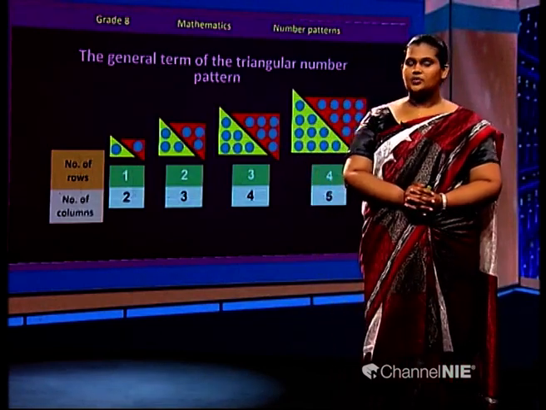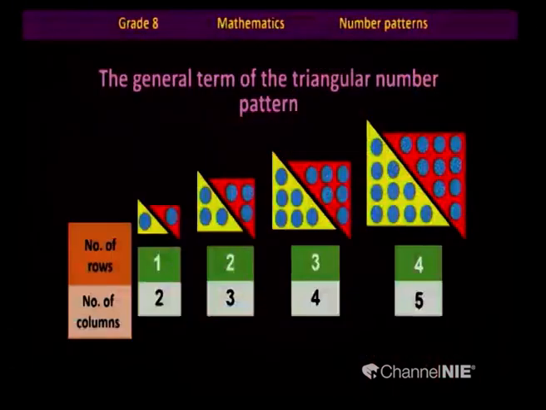So when we join 2 triangles together, we will consider the number of rows and the number of columns now. Look at the first one. There is only 1 row, but 2 columns. In the second one, we have got 2 rows and 3 columns. In the third one, we have got 3 rows and 4 columns.